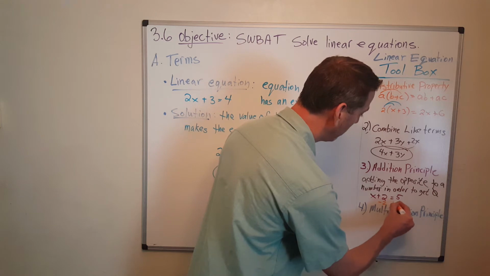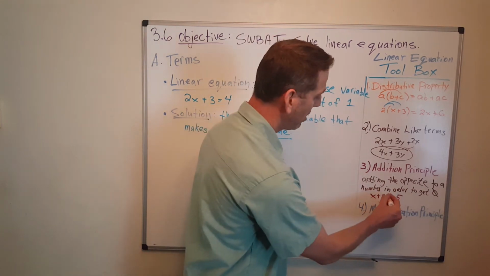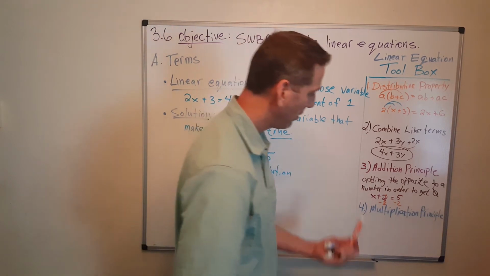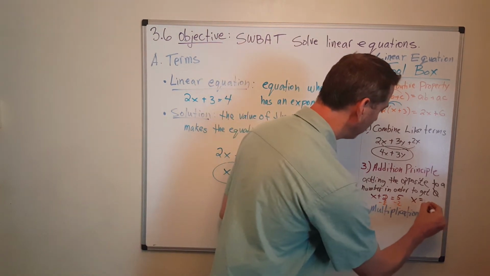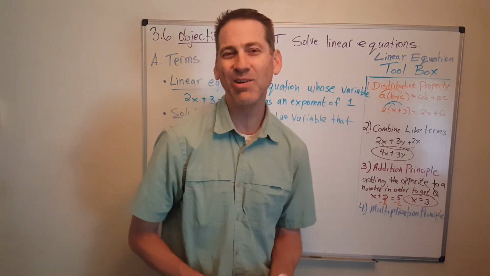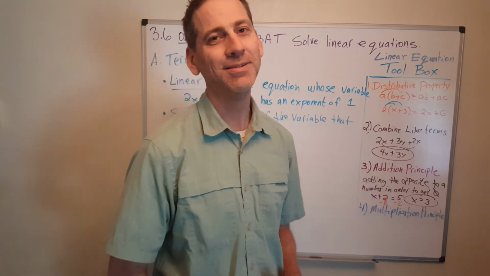So I subtract 2 from both sides, and what do I get as a result? I get 0. So my solution would be x equals 3. Now you might be thinking, well, I don't even really need to learn the addition principle because I could have just done that in my head.